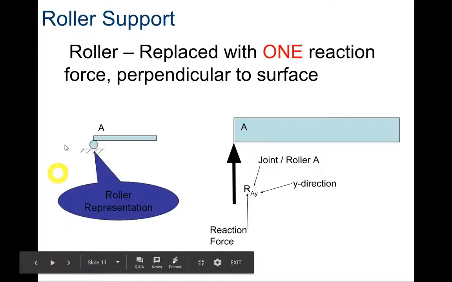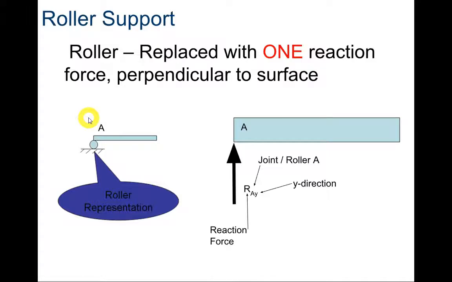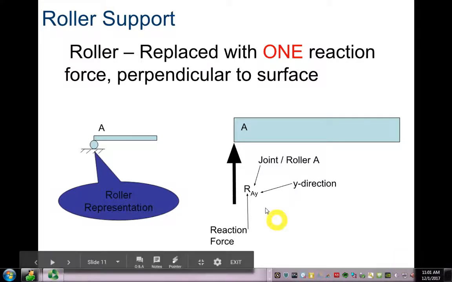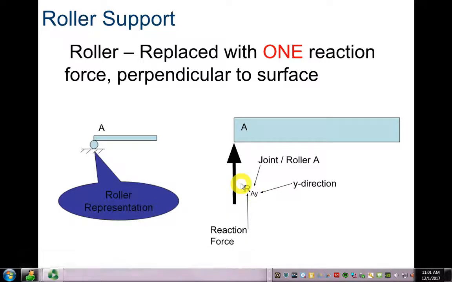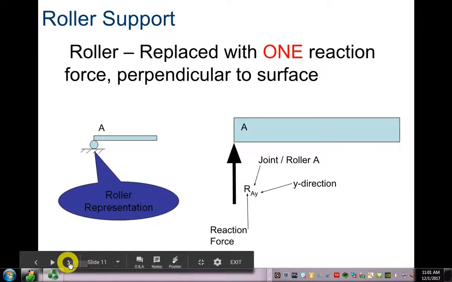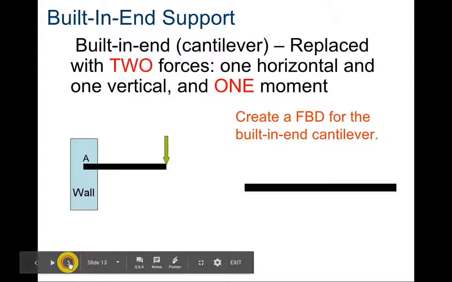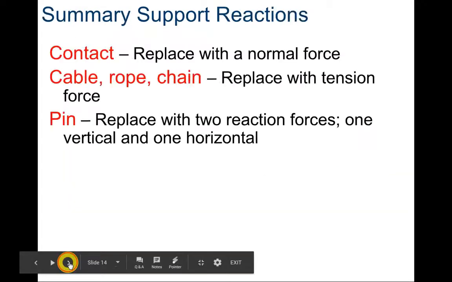Okay, same routine. Let's get our definition. A roller is replaced with one reaction force perpendicular to the surface, and same idea. This one happens to be at another point A, and that's why it's labeled RAY, reaction force at point A in the Y direction. Alright, when you finish that, we're going to do one more picture and kind of bring this all home.